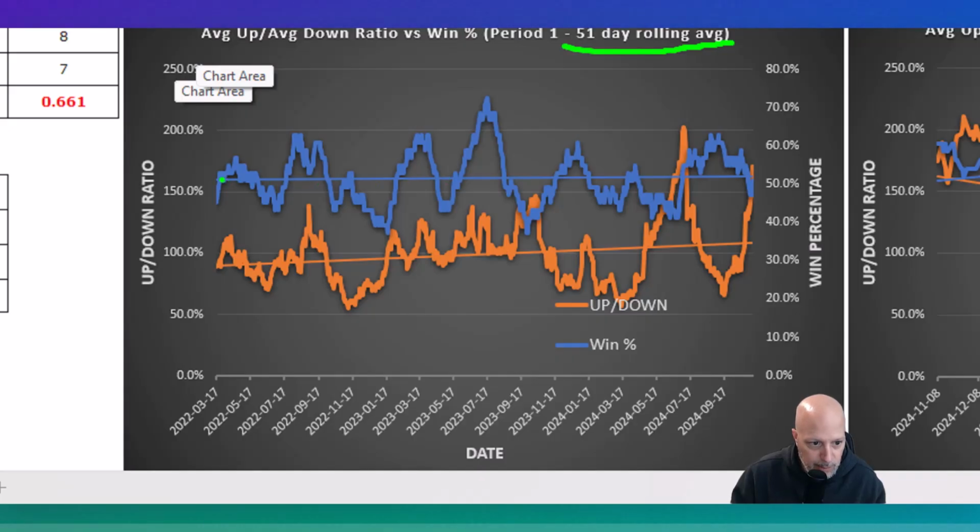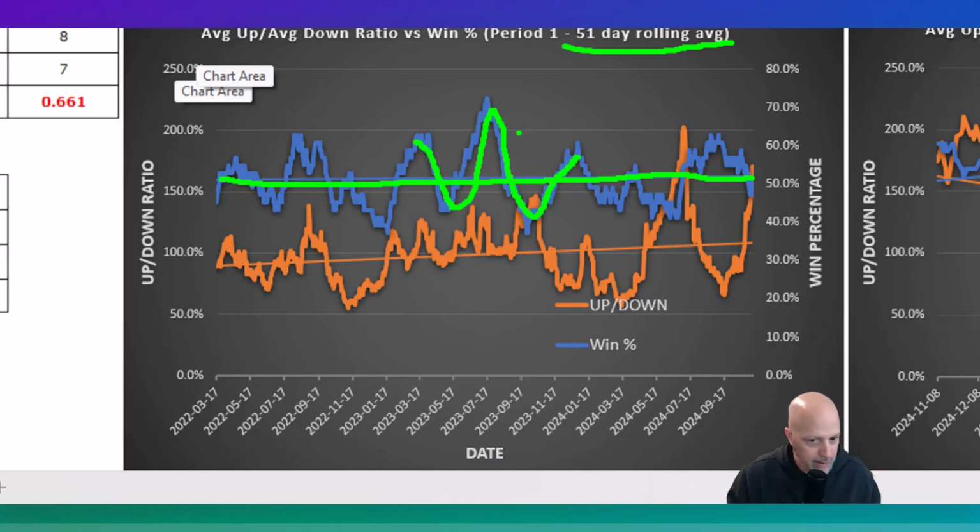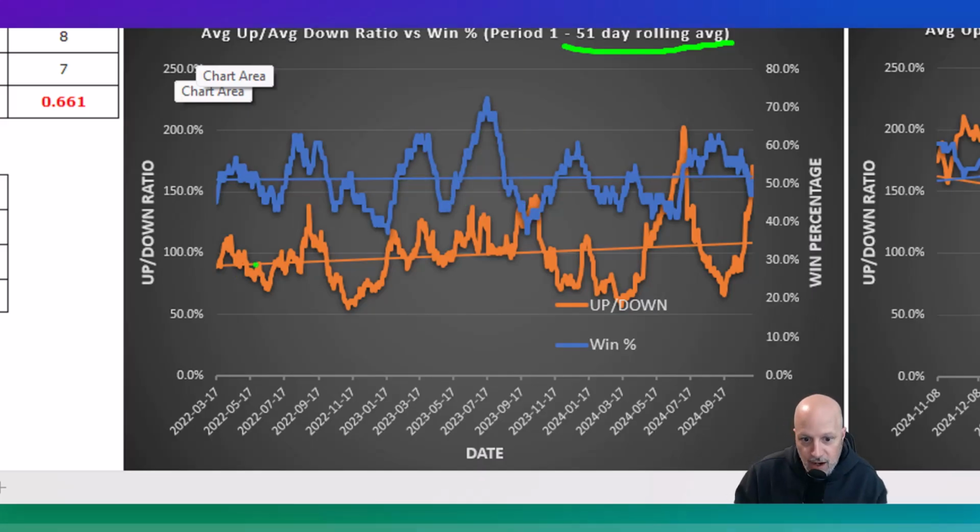And we can see as we plot the winning percentage, it's pretty much a straight line across here, just above 50%. Obviously, a lot of variability in that 51-day rolling average. And then for our up over down, the desire is to be above 100%, so your up days are bigger than your down days. So we can see that it's trending in a positive direction here, but obviously a lot of variability in that as well.